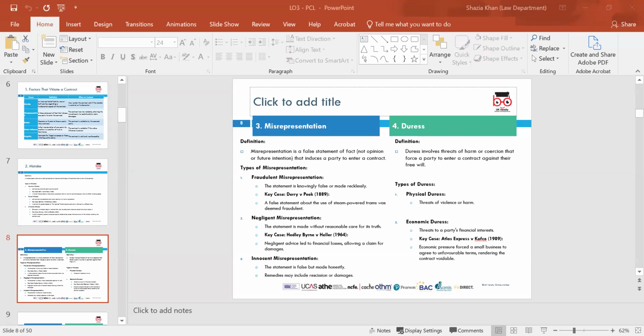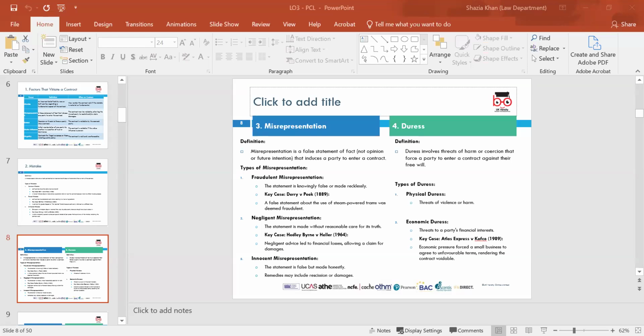So the next one is innocent misrepresentation. And here, misrepresentation made without fault. So where the person making the statement can prove on the balance of probabilities that they reasonably believe that their statement was true. So, that's innocent misrepresentation.